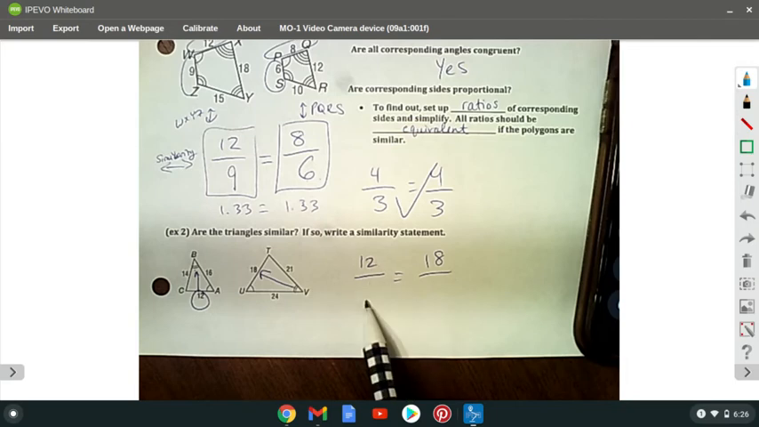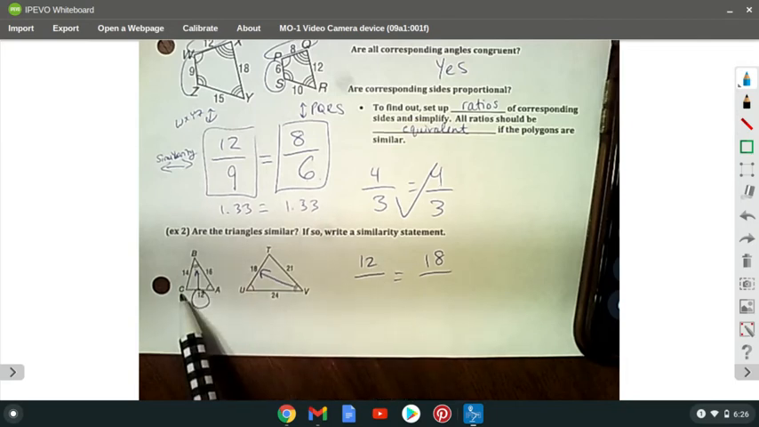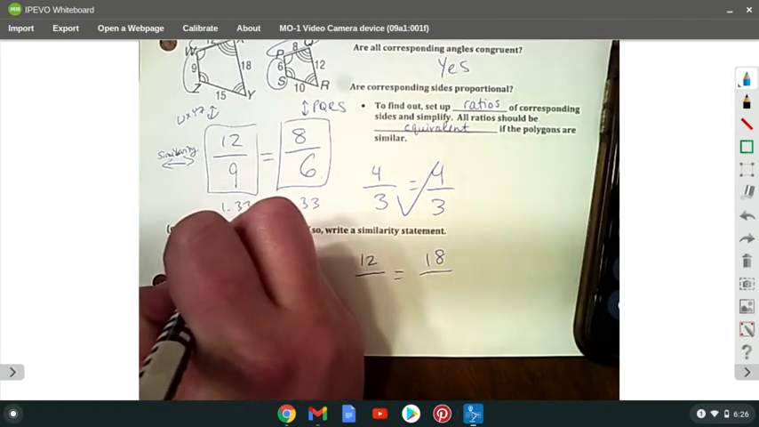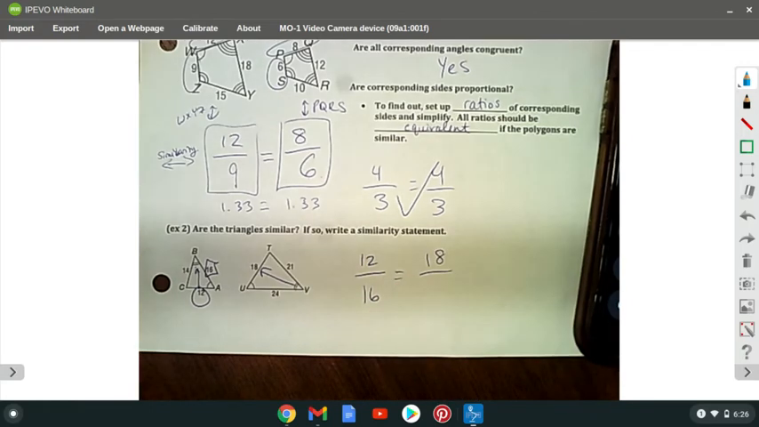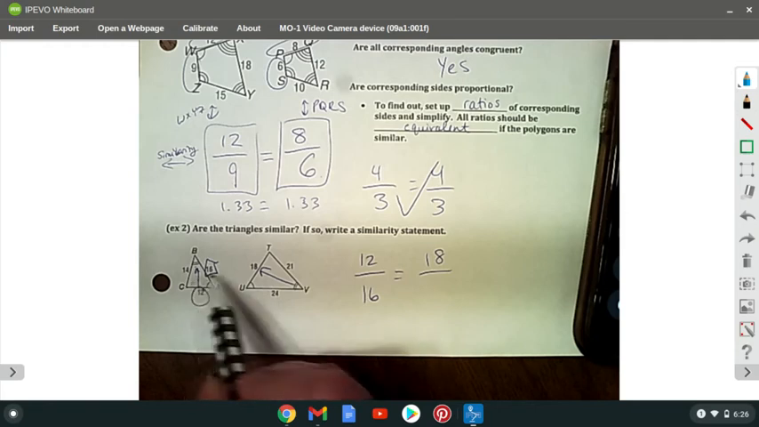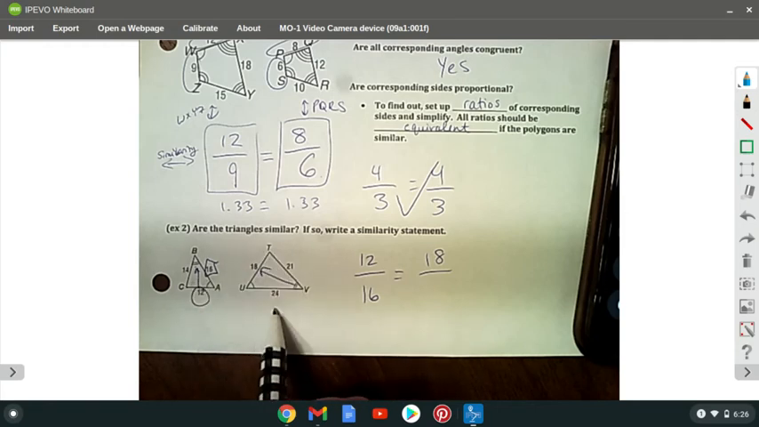Remember, under the 12, I should be putting another side that's in the same triangle. So let's pick another side here. Let's do 16. If I choose 16, I'm going to put it here. 16 is across from the not labeled angle. So in this triangle, I'm looking for the side across from the not labeled angle, which would be 24.